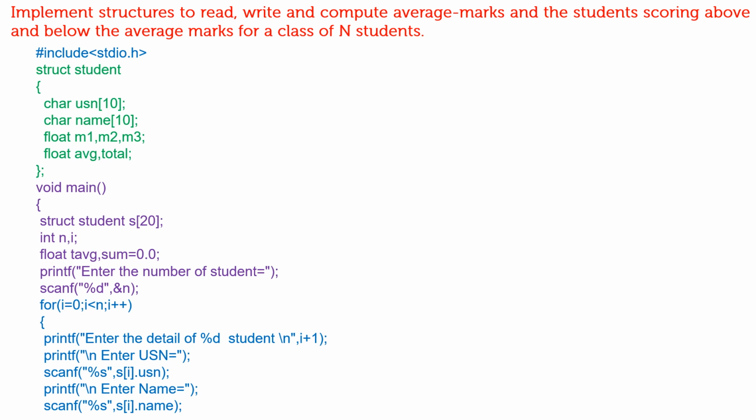So implement structures to read, write and compute average marks and the students scoring above and below the average marks for a class of n students. Okay. So how are we going to do this? So class of n students, right?